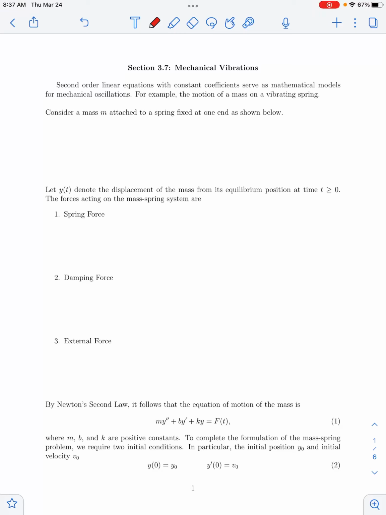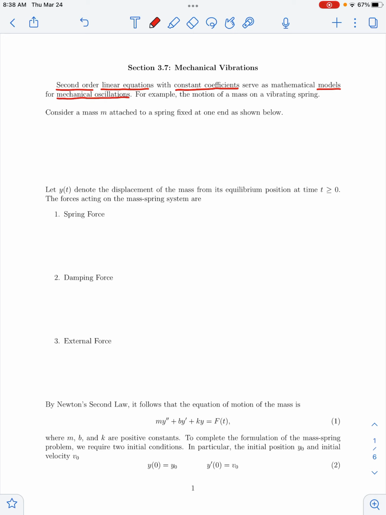Okay, in this lecture, we're going to start our section 3.7 material on mechanical vibrations, where we'll start looking at some applications of the second-order linear equations that we've been looking at throughout chapter 3. So we'll see here that these second-order linear equations with constant coefficients that we've been considering throughout chapter 3 can serve as mathematical models for mechanical oscillations.